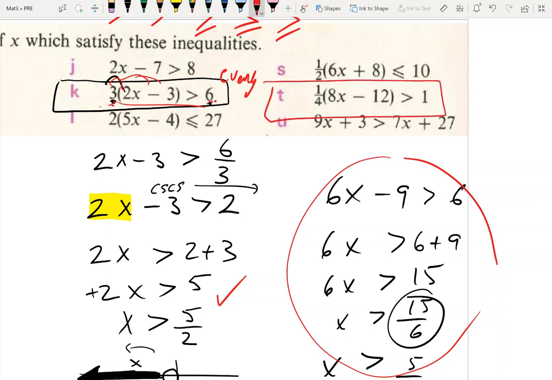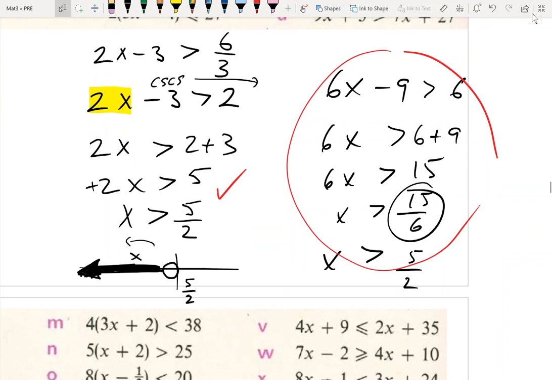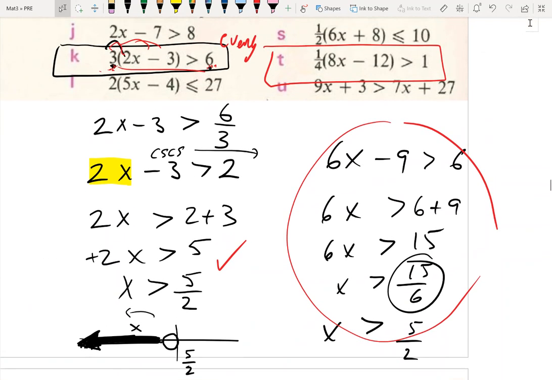We'll go for this one. So we're going to go for a quarter, 8x minus 12 larger than 1.